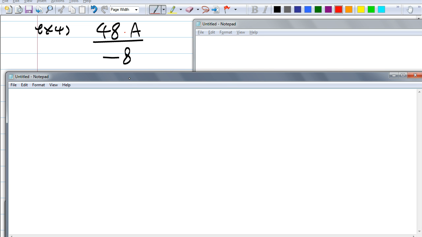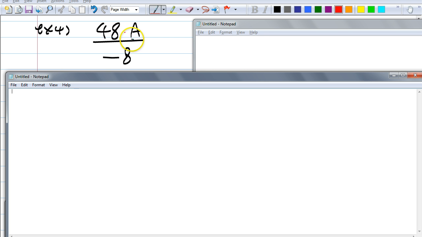48 divided by negative 8? Right. You could think of this as, could we separate these in terms of just numbers and a variable? Yeah. How would that be? Jason? You do 48 over negative 8 times a over negative 8. Would it be a over negative 8? No. That's if you had 48 plus a.